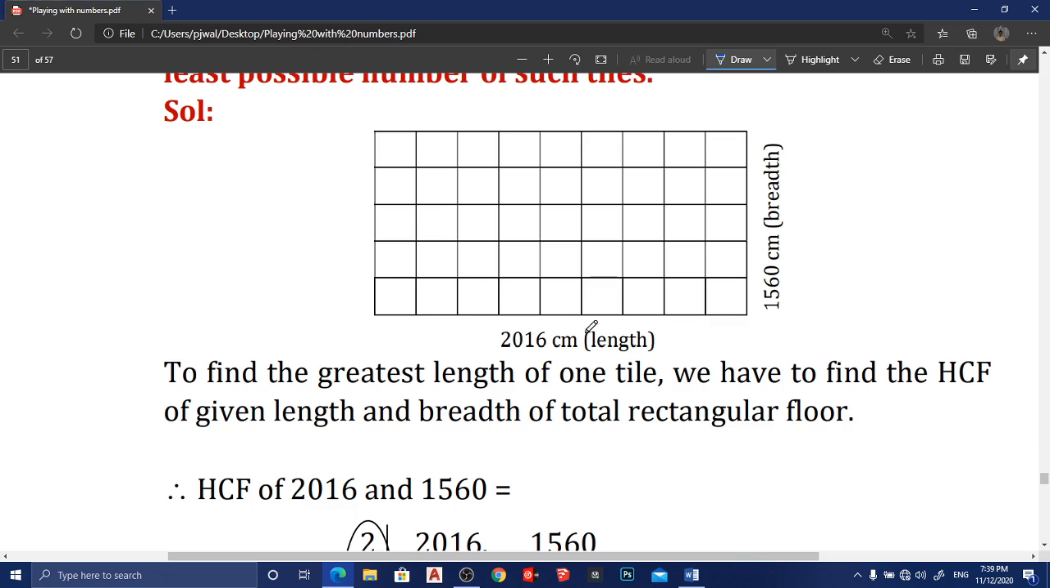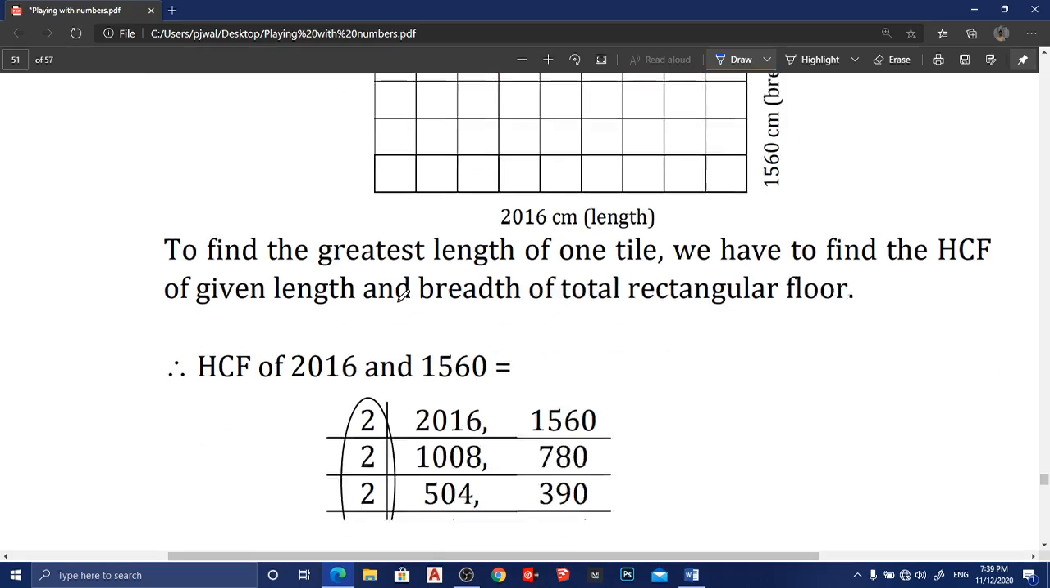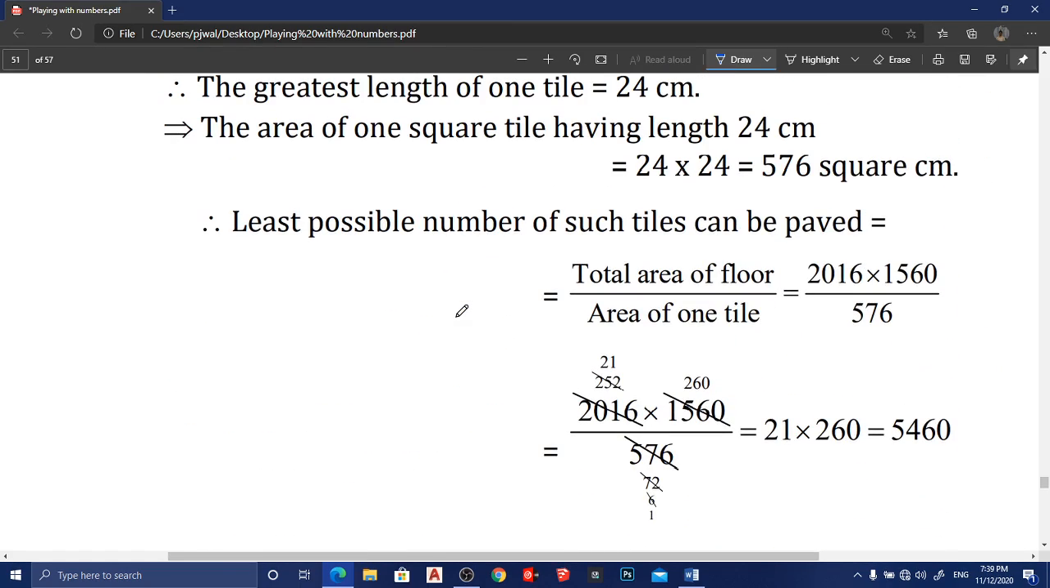So first find the area of the rectangle also. I wrote here: the least possible number of such tiles that can be paved is equal to the total area of the floor by the area of one tile. The area of the floor is in the form of a rectangular shape, so length into breadth. So I am writing 2016 into 1560 by the area of one tile, which we got here as 576.